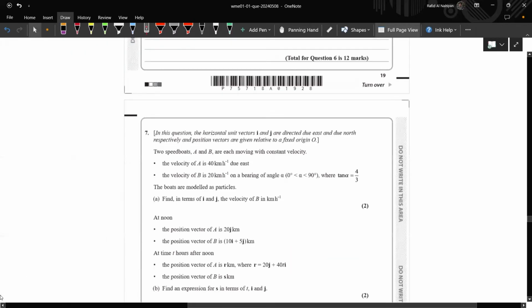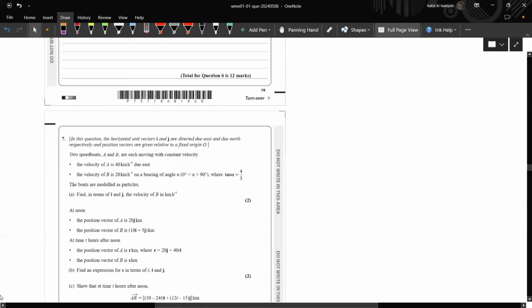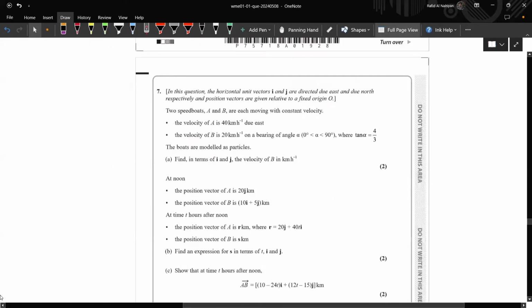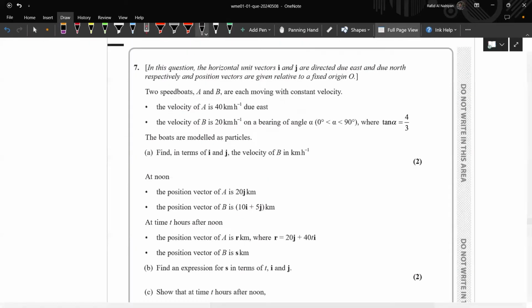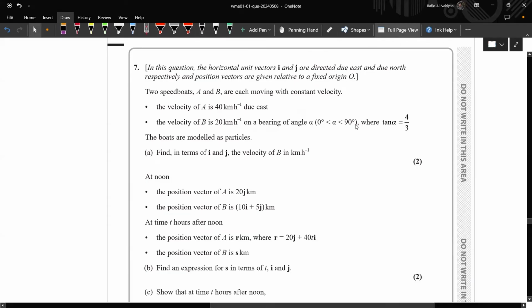It says, where is it? Okay, well, this was quite a lengthy question. I hated this. But let's just see what it says. Two speedboats, and they are each moving with constant velocity. The velocity of A is 40 kilometers per hour due east.